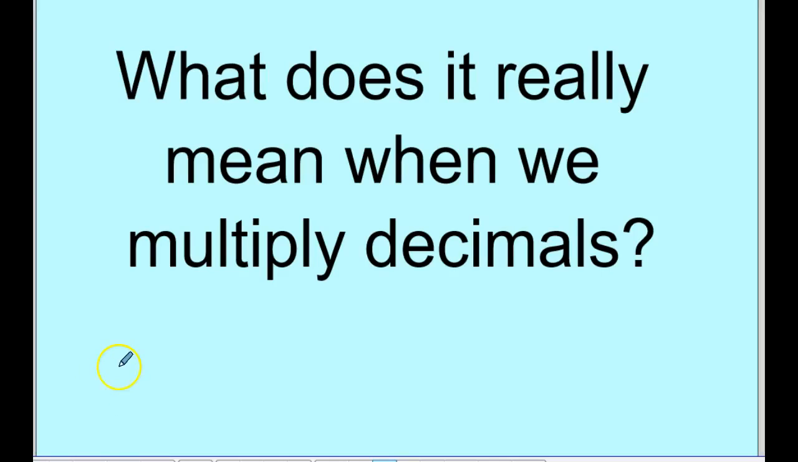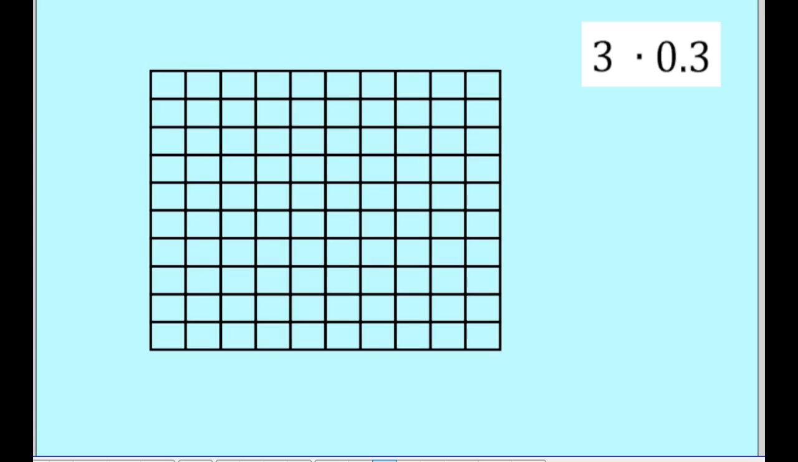So here we're really going to look at what it really means when we multiply decimals. We've looked at some procedures and just how it works, but I want to show you why it works before we get too far into it. The first thing is when I'm multiplying a whole number times a decimal. So here you can see I have 3 times 3/10.